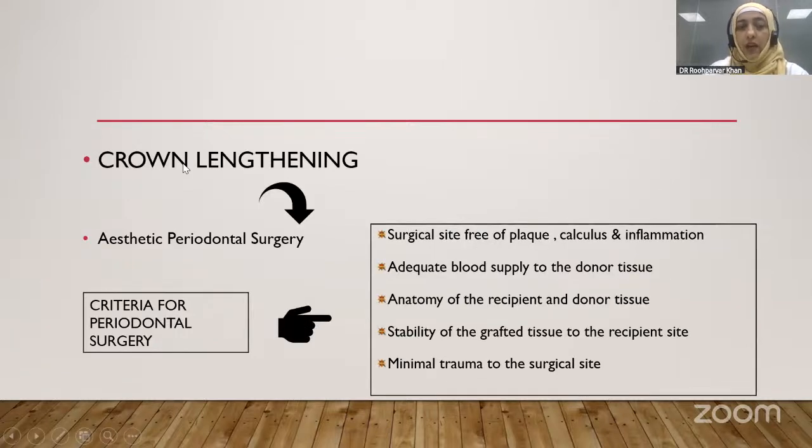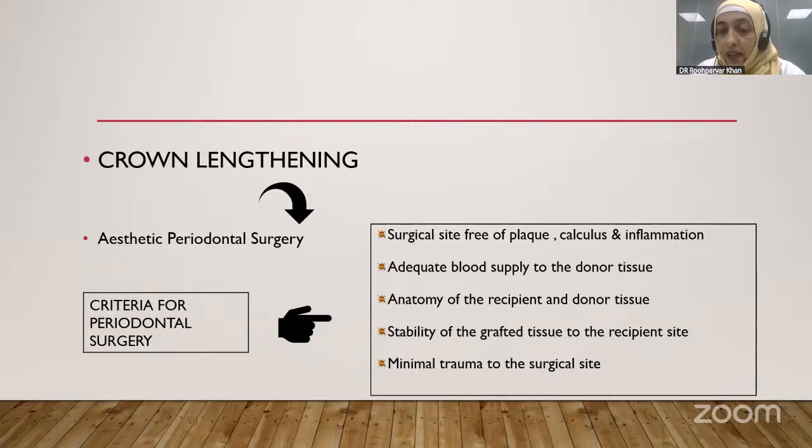So basically, crown lengthening is an aesthetic periodontal surgery. The criteria for periodontal surgery should be considered before proceeding to any periodontal surgery. That is, the surgical site is free of plaque, calculus, and inflammation. Free of plaque means it is not possible to maintain a 100% plaque-free site, but we should make maximum effort to maintain the surgical site free of plaque. That is doing scaling and root planing before the procedure, and putting the patient on oral hygiene practices 1 week prior to surgery.